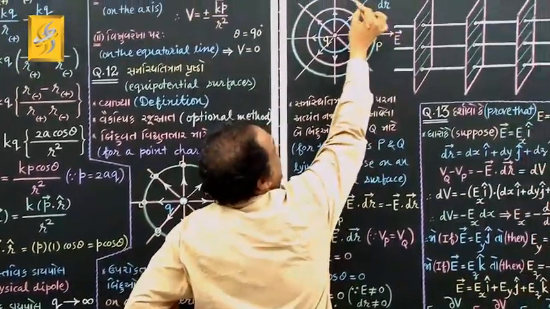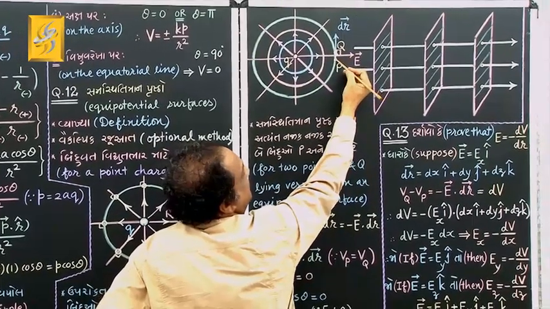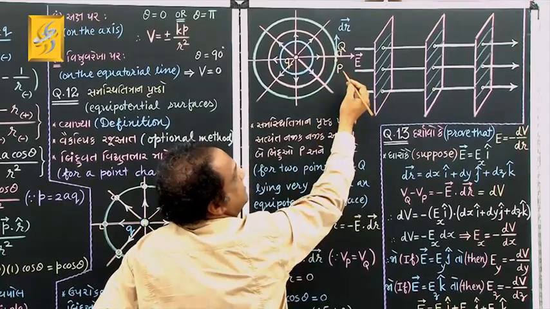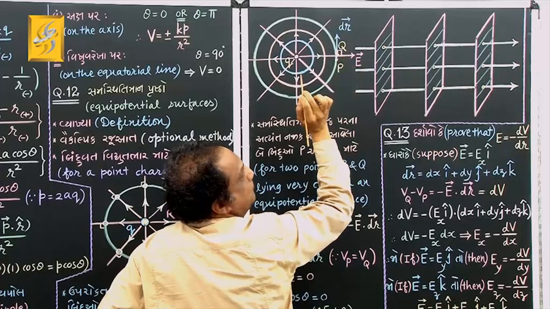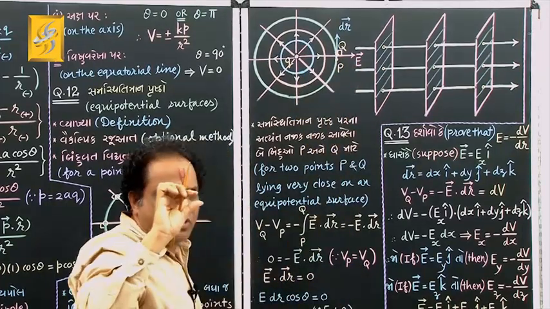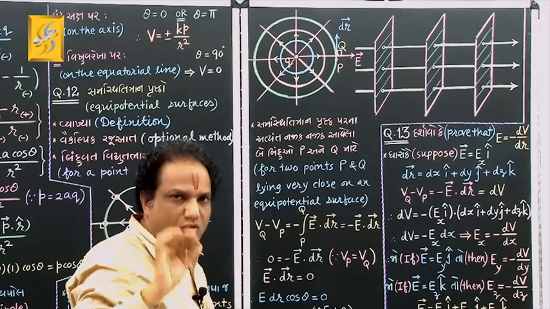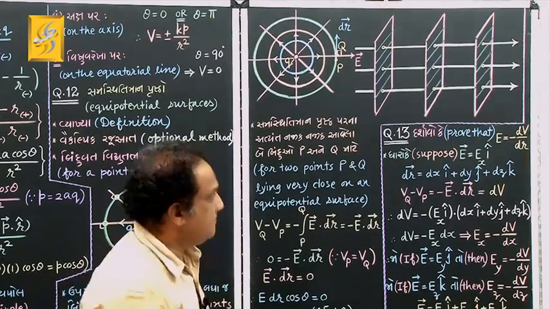Consider this as an equipotential surface, okay? On which I just select two very closely located points, say point P and point Q. This is point P, this is point Q. They are very closely located. The distance between those two points is extremely small, almost consecutive points, okay?